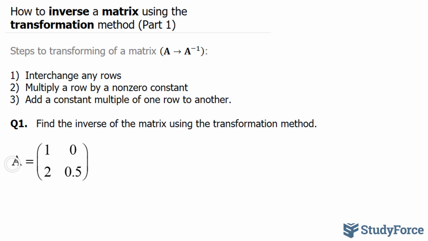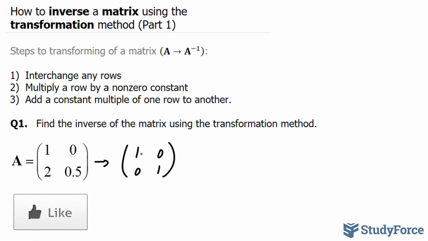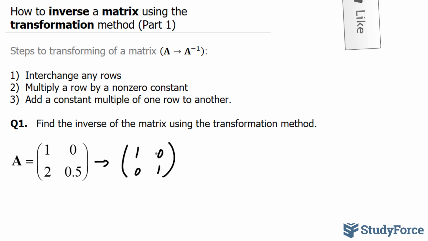Our goal is to convert the matrix A into its identity matrix 1, 0, 0, and 1. So we have to convert every element here so that it looks like its identity matrix. So far, the top row already looks like the identity matrix. So this one is easy. All we have to do is convert this 2 somehow into a 0 and this 0.5 into a 1.